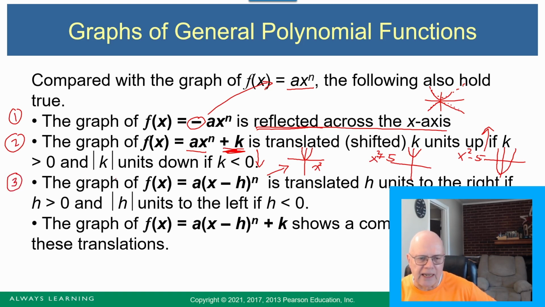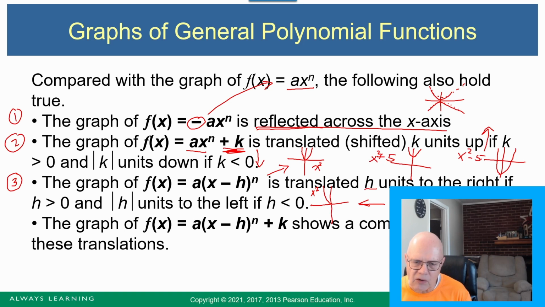Another thing that will change the basic function is if inside, instead of the x, we have x minus h, it's going to translate it left or right. If h is positive, you move the original one like this. If h is negative, you move it like that. Now this can be a little bit tricky. So here's my x squared, just for a quick example.